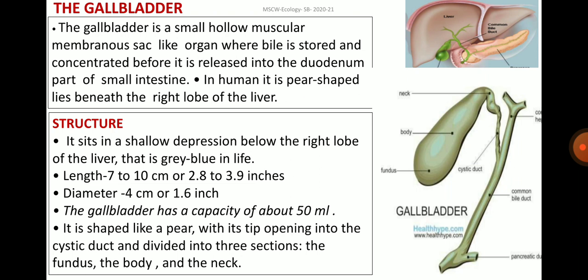See the beautiful picture, like a hammer it looks. The gallbladder with the three regions, that is the neck, the body, and the fundus, seen clearly. There is a duct of the gallbladder which is called the cystic duct, a thin duct which joins the common bile duct, and ultimately this opens into the lumen of the duodenum.